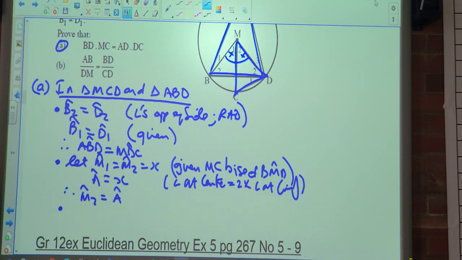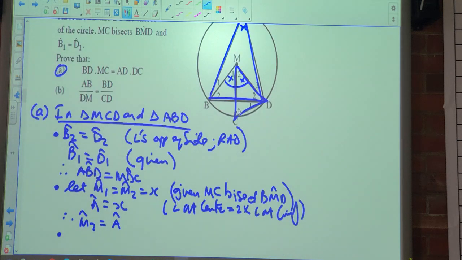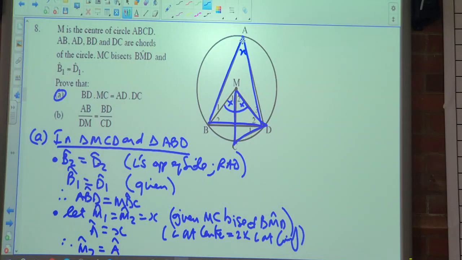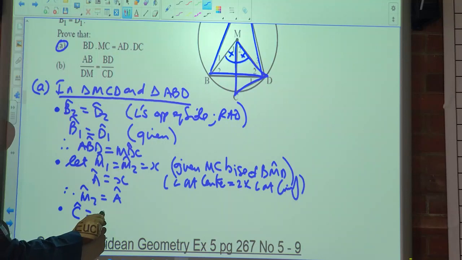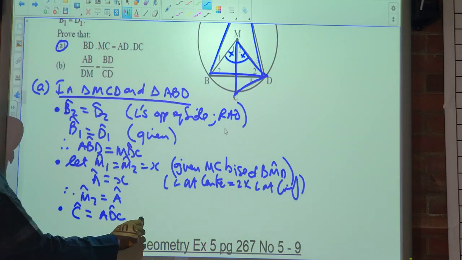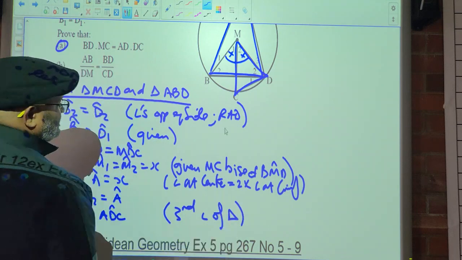One more. Which angle didn't we work with? C. Therefore, angle C has to be equal to angle A, D, B. You all agree with that? Angle C has to be equal to A, D, C. Why? Third angle of triangle.